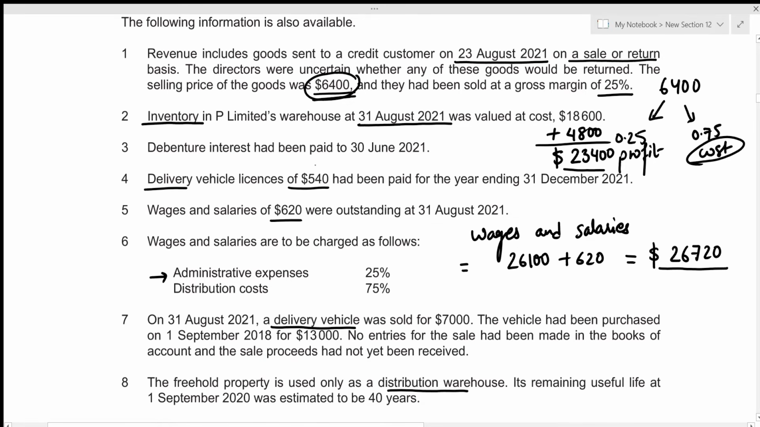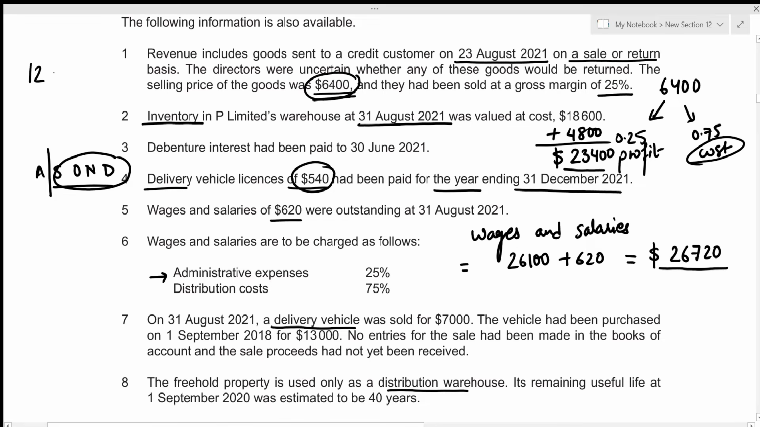So that's two items. Then we have the delivery vehicle licenses of 540 had been paid for the year, meaning that this amount was of 12 months. But this year was ending on 31st December 2020, but we're talking about an income statement for the year ending 31st August 2021. So if we're talking about August, then we have September, October, November, and December that is not accounted to in this income statement, meaning that any expenses relating to these 4 months should not be recorded under our income statement. But out of this 540, this also includes the cost for this 4 months. So we need to subtract that.